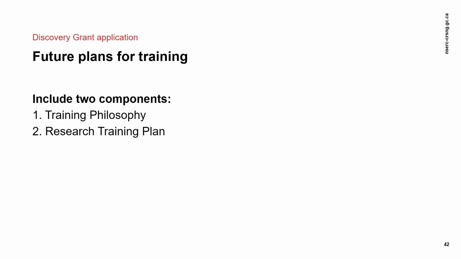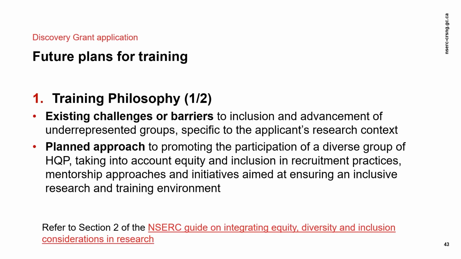That's it for the past contributions to the training of HQP. Recall that the second part of the HQP criterion is based on future plans for training. This part has two components: the training philosophy and the research training plan. The training philosophy now includes mandatory consideration of EDI. We'll discuss details in the next few slides.